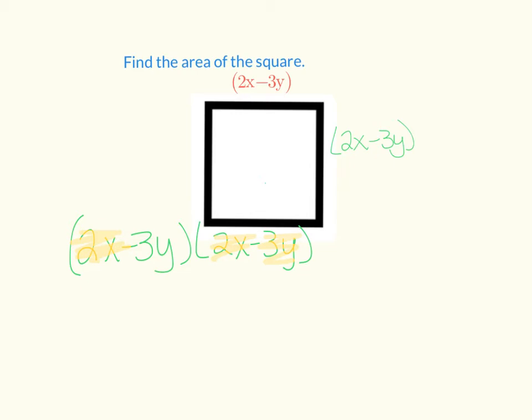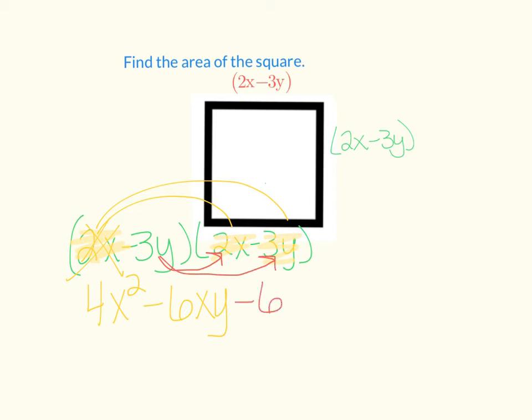So we have 2x times 2x. 2 times 2 is 4. x times x is x squared. And then we have 2x times a negative 3y. So 2 times negative 3 is negative 6, and then x times y is just xy. Now that's gone, so we don't have to do anything else with that. Now I'm going to take the negative 3y and multiply it by both things in the other parentheses. So negative 3y times 2x is negative 6, and now we have y times x. I know the y is first, but it's multiplication, so the order doesn't matter.